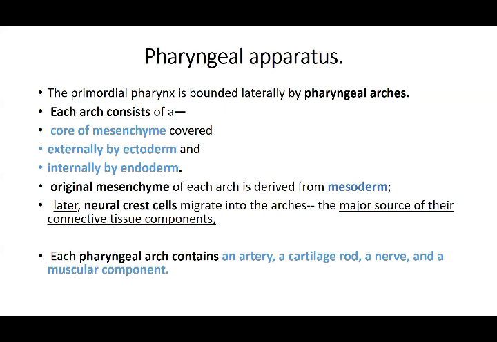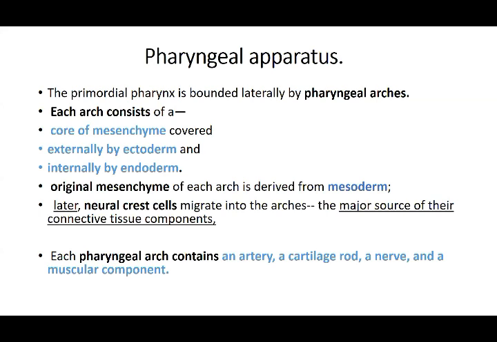This primordial pharynx is bounded laterally by the pharyngeal arches. Formerly, it was just used as pharyngeal arches, the term pharyngeal arches. But then they said, no, if you say pharyngeal arches, it just means one component of it. So it's more appropriate to use the term pharyngeal apparatus, because pharyngeal arches are a part of the apparatus. I'll tell you what are the components of this pharyngeal apparatus.